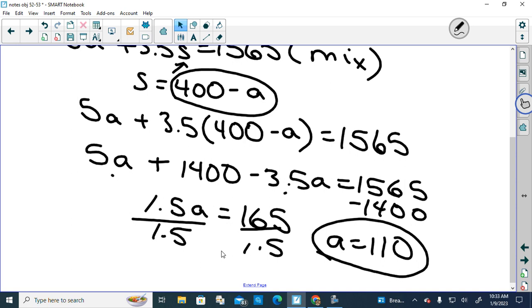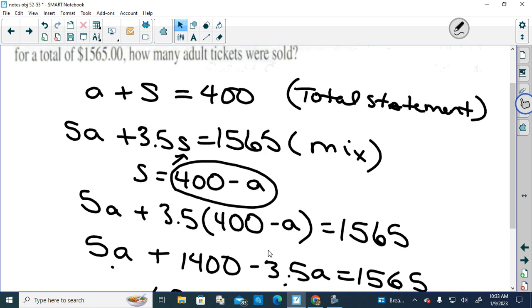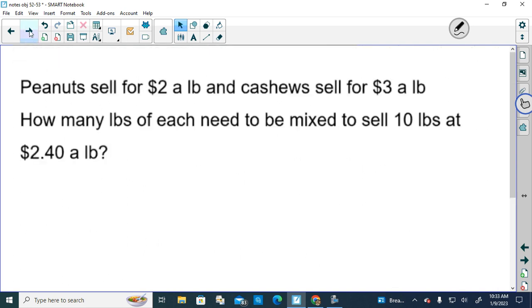Now that was for the adult tickets, right? So if they wanted the student tickets, you can plug it back into here and subtract from there, or back up to here. You'd plug the adult one in, which is subtracting to get the student one. So this doesn't matter again. If you got the A or the S, just go back and make sure you got the right one. Good so far? Okay, next one.